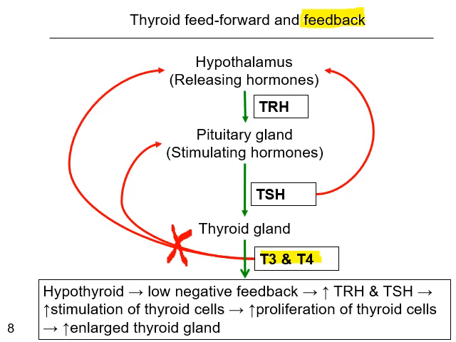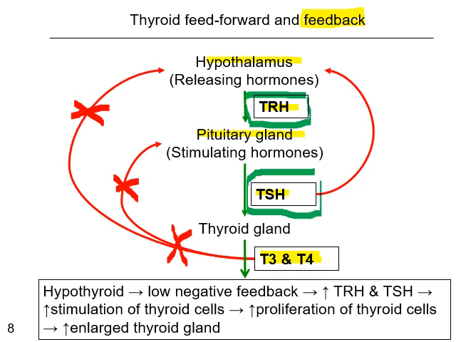interrupts the normal negative feedback to the hypothalamus producing TRH, and to the pituitary gland producing TSH. So there is inadequate negative feedback, leading to excess production of TRH and excess production of TSH. Those cause excess stimulation of the thyroid to produce T3 and T4.